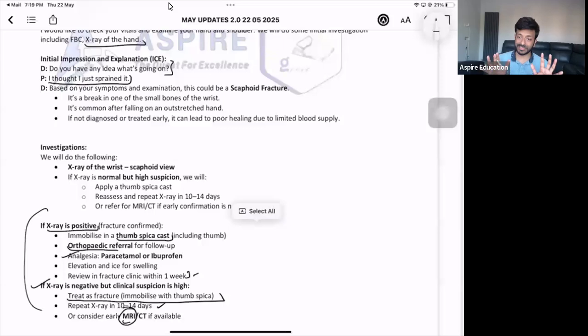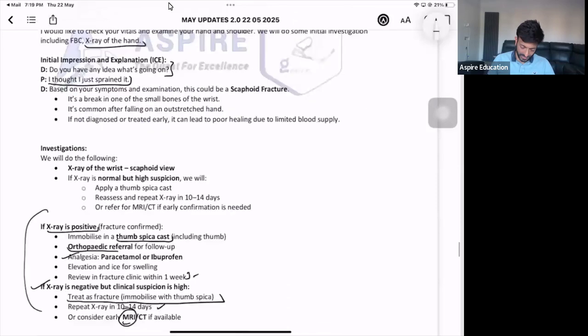It is the same management only, right? And always advise the patient to keep the fingers mobile. That will be helpful in the healing as well, right? So this station has been coming, guys.